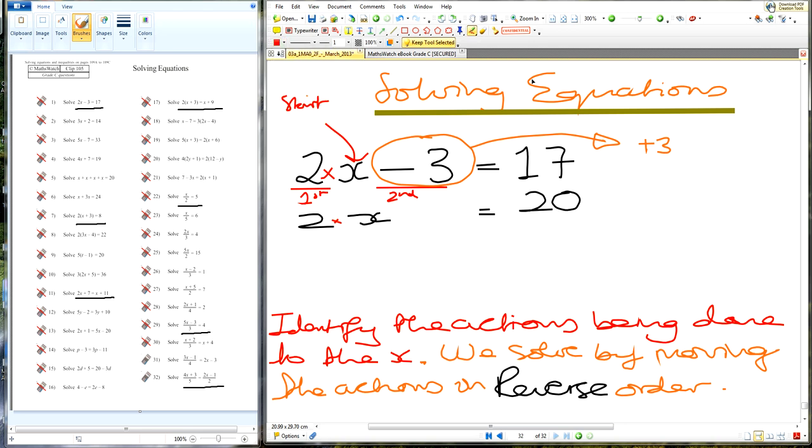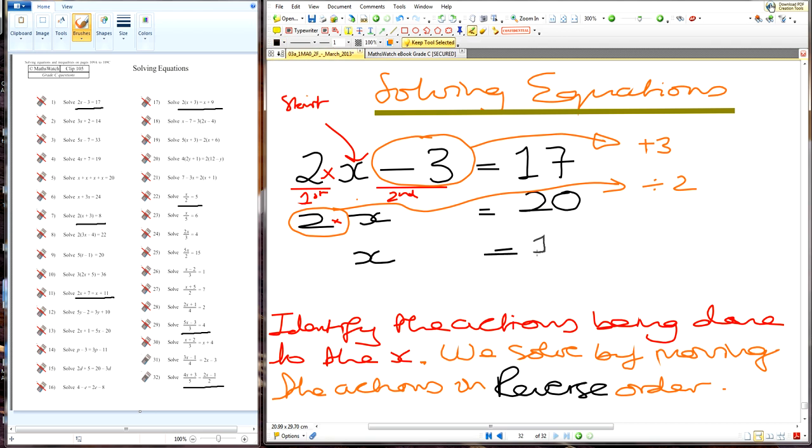And then we've got times by 2. What have we got to move now? We only have one thing to move. The times by 2. Remember the x is going to stay there. The opposite of times by 2 is divide by 2. Lovely, beautiful. So we copy everything else down. So x is equal to 20 divided by 2, which is equal to 10. Okay, are we happy with that? And that's our answer for that nice and straightforward solving equation question.